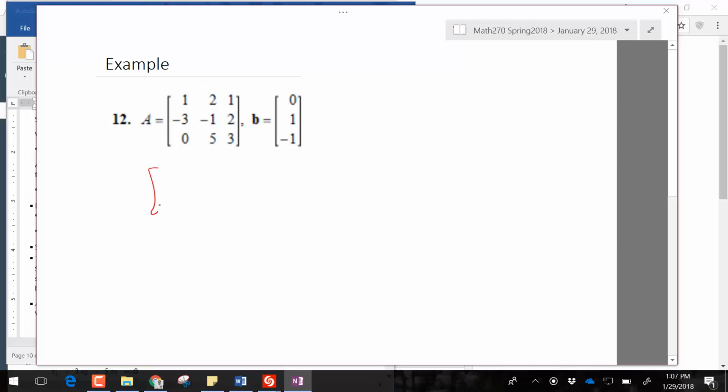So our augmented matrix is going to be 1, 2, 1, -3, -1, 2, 0, 5, 3, and then we're going to augment it with B. So this is like A1, A2, A3, and B. And what we want to do is row reduce this to see if we can get any solutions. There's already a 0 there, that's good. I think I want to multiply the first row by 3 and add it to the second row.